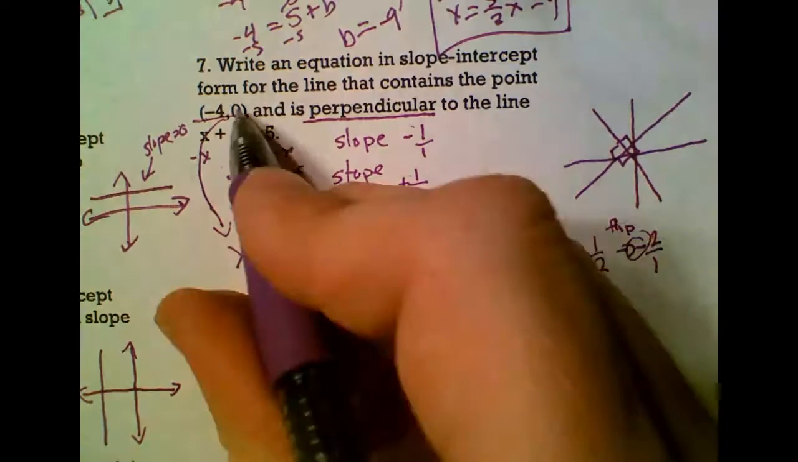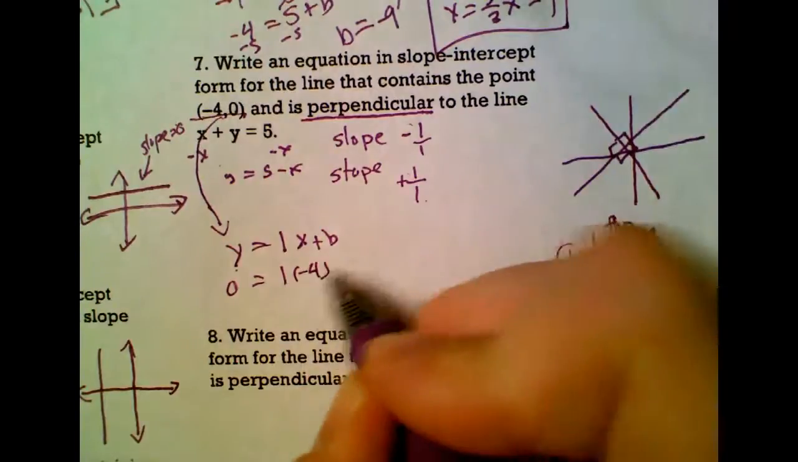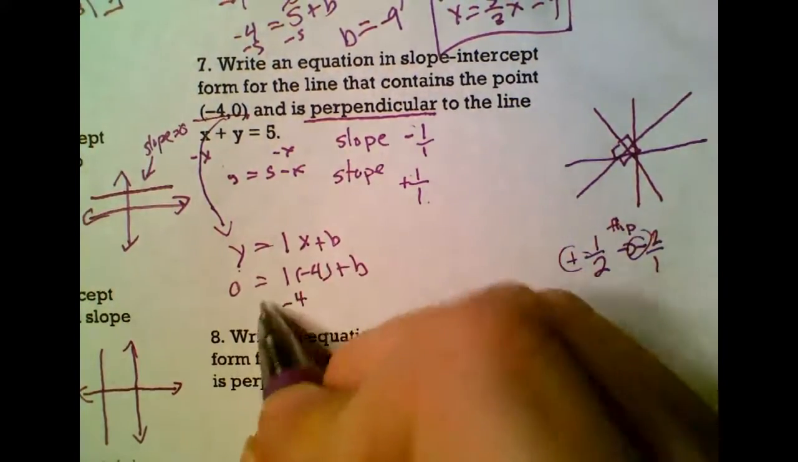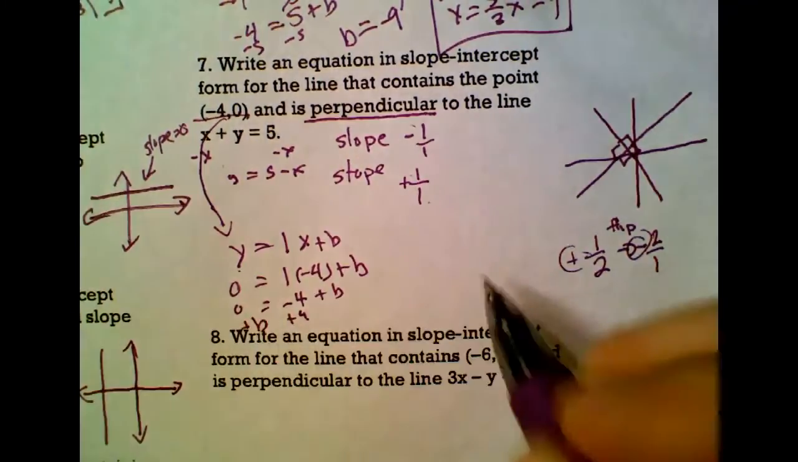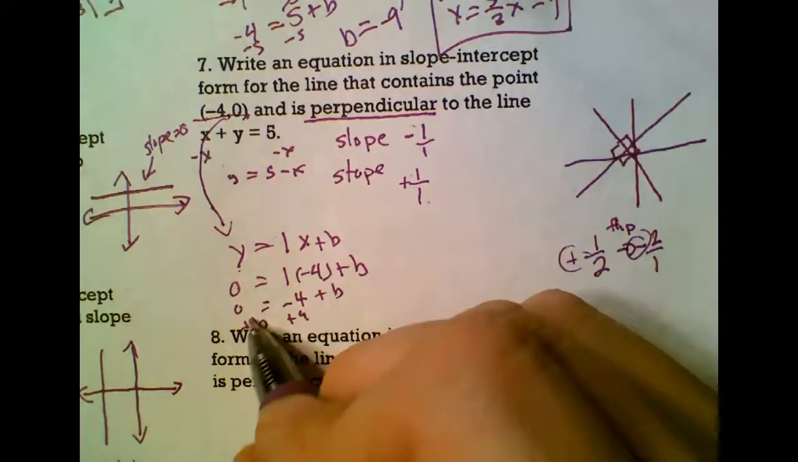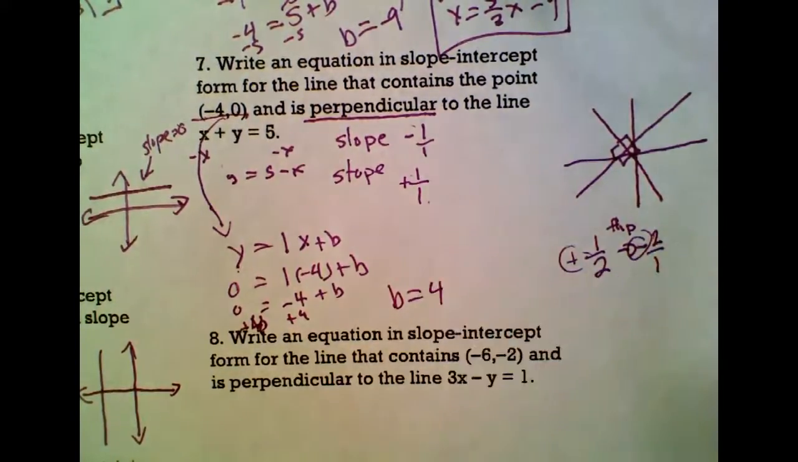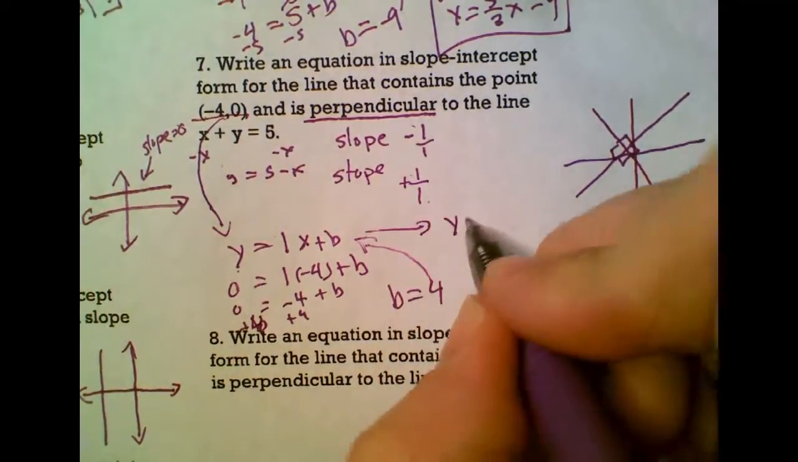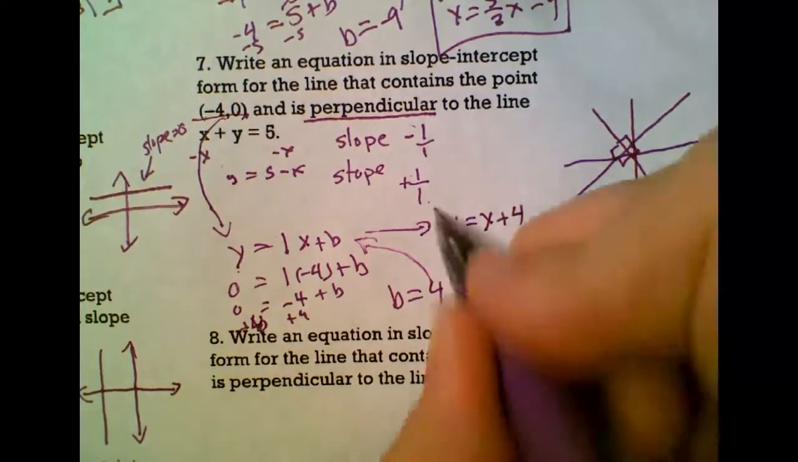Okay, so we're putting a 0 in for our y: 0 equals 1 times -4 plus b. 1 times -4 is -4. We'll add 4 to both sides. And so what I get is b is equal to 4. Now I just take that and plug it in here. We'll rewrite the equation right here. y equals, I don't need the 1 in front of the x, x plus 4. And there's your equation.